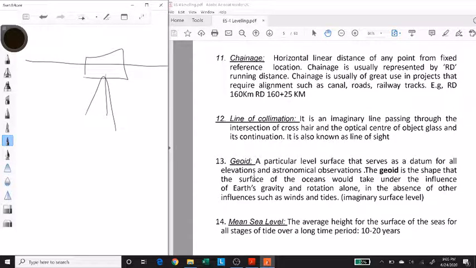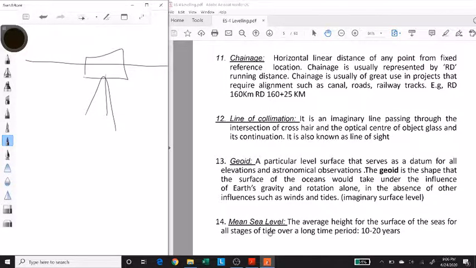Then the next definition is geoid. So geoid is basically a reference datum. Geoid is the shape of the surface of the oceans under the influence of Earth's gravity and rotation alone, in the absence of other influences such as winds and tides. So we discussed a lot about datum. Datum is basically a reference point, right? And usually we use mean sea level, which is the next definition. But mean sea level is influenced by winds and tides, while geoid is an imaginary surface level which is without their influence, and it is used basically in astronomical observations.